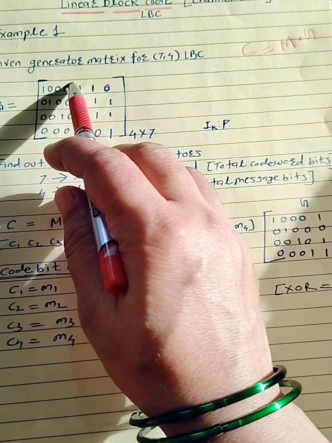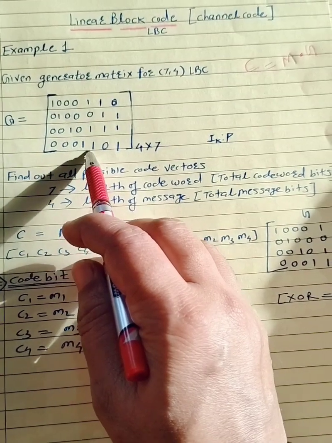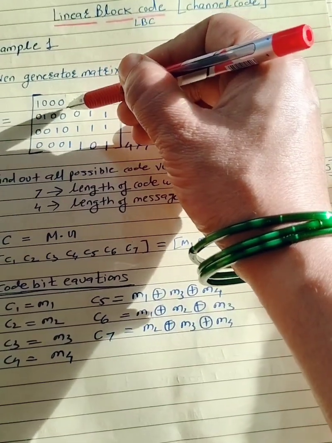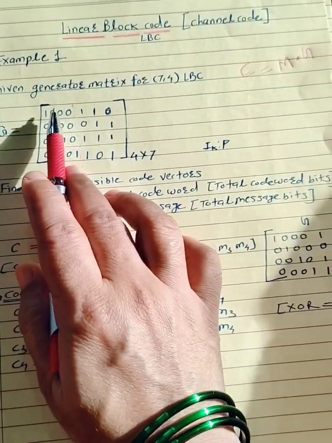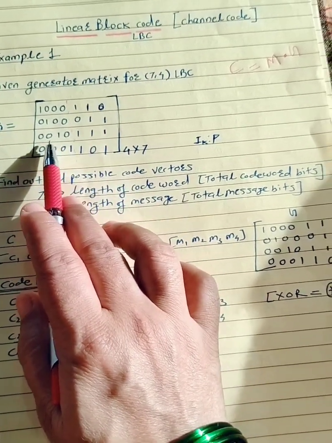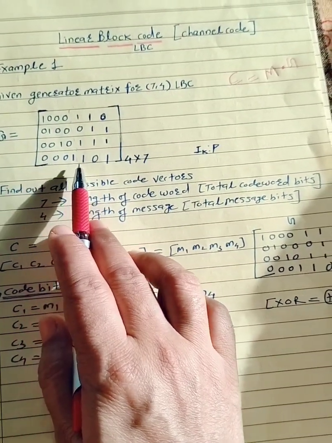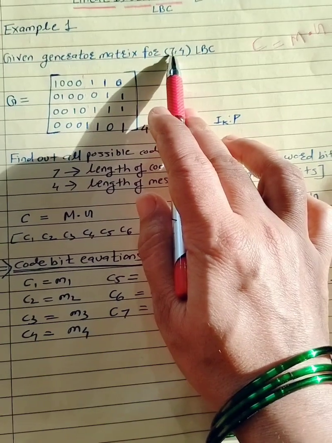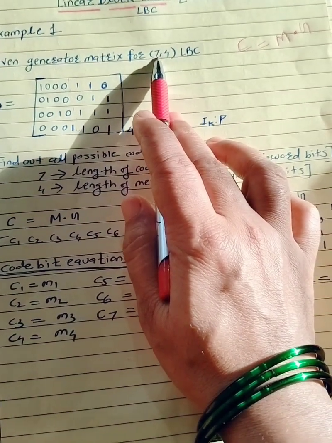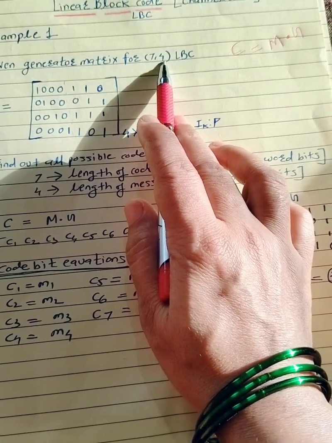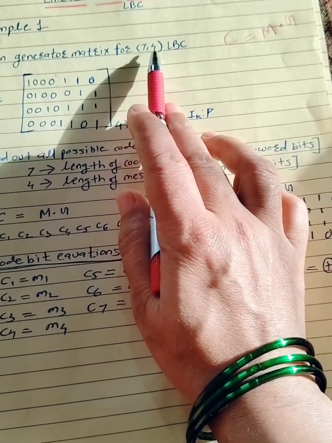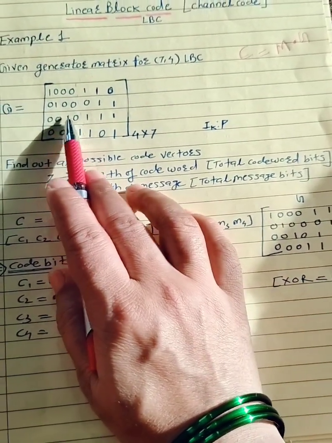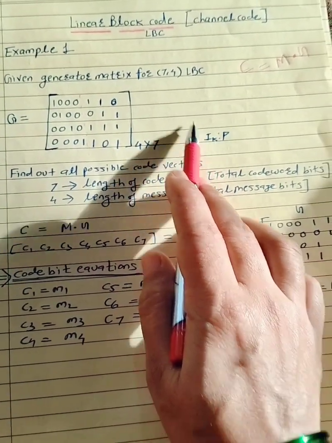So here you can observe, up to the fourth column there is an identity matrix. So this is your identity matrix: 1 0 0 0, 0 1 0 0, and so on. Till now we have seen they give the length of the code word and the length of the message bits. So (7,4), and the generator matrix is 4 into 7. First is I_k, the identity matrix of dimension k, which is 4.